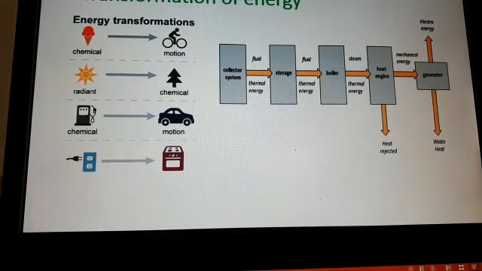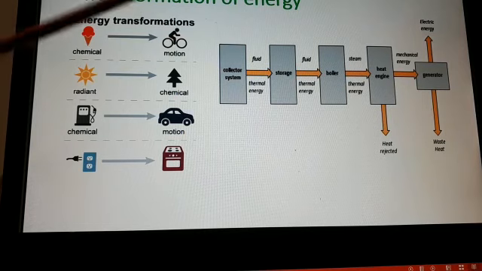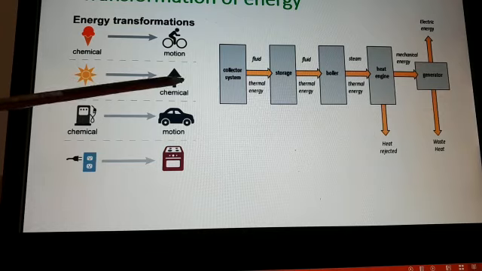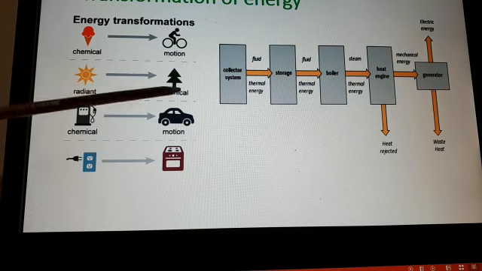Now, transformation of energy, energy transformations. When we want to do some work, we need energy. From food we get energy. That chemical energy changes into mechanical energy, or motion energy. Here, radiant light energy from the sun is used by a plant to make food, that is, it is changed into chemical energy.